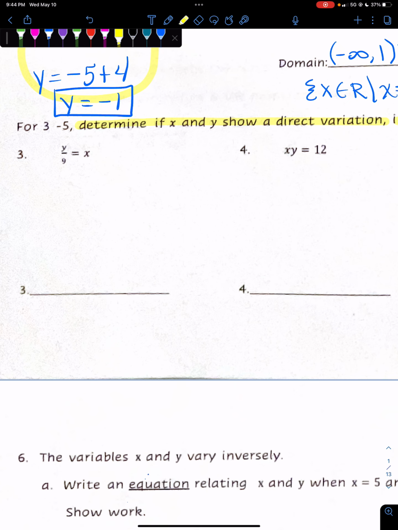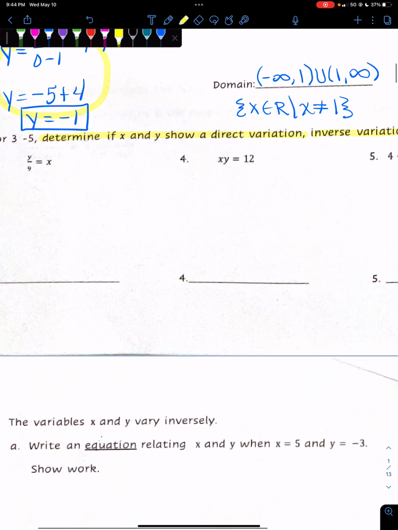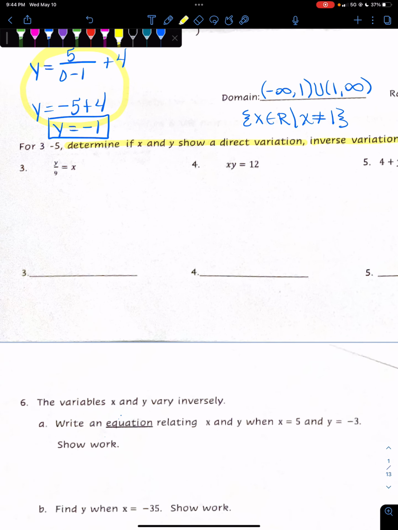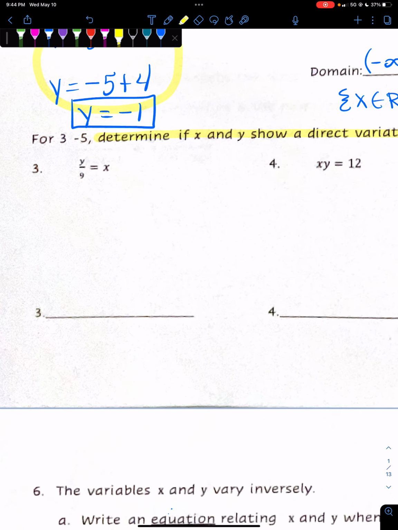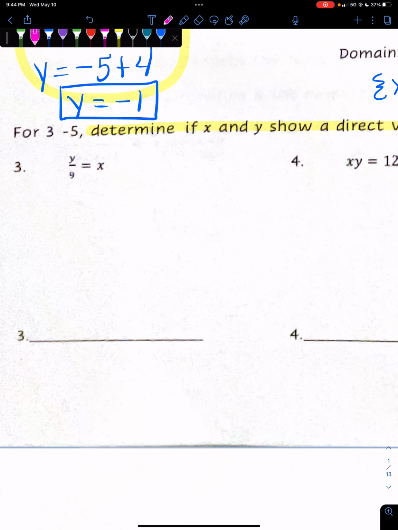Direct variation shows multiplication between a constant and some variable. Inverse variation is going to be shown through a constant divided by some variable, and neither would be if neither one of those exists. So for number 3, I'm going to go ahead and get y by itself. So I'm going to multiply 9 times both sides, or go ahead and cross multiply. So I have y is equal to 9 times x. 9 is the constant, x is the variable. This one here is direct variation.